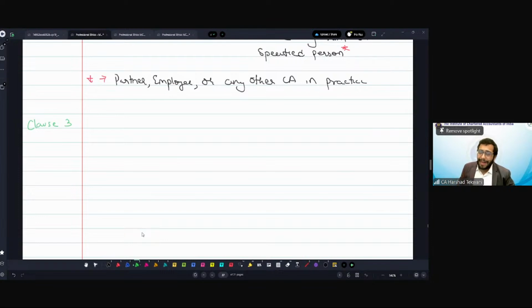If a member in practice permits his name to be used in a way that it appears that he is actually somehow vouching the accuracy of a forecast, it means that you are saying that this forecast is 100% correct and it is going to be achieved. Or you are somehow presenting the report or depicting that this particular forecast is 100% accurate, meaning there is not a single percent chance.